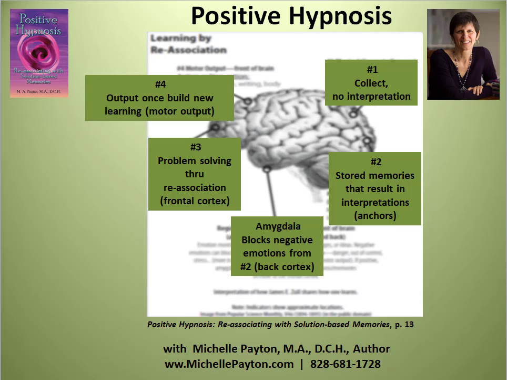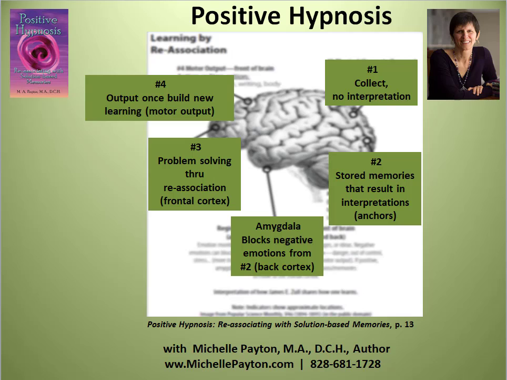Now, the tricky part is the amygdala blocks negative emotions from number 2, I'll say the back cortex, the back of the brain. Those memories that cause duress. If we can convince the amygdala that memories are positive enough, we can have that door open so that we can get to the frontal lobe. And why is that important?